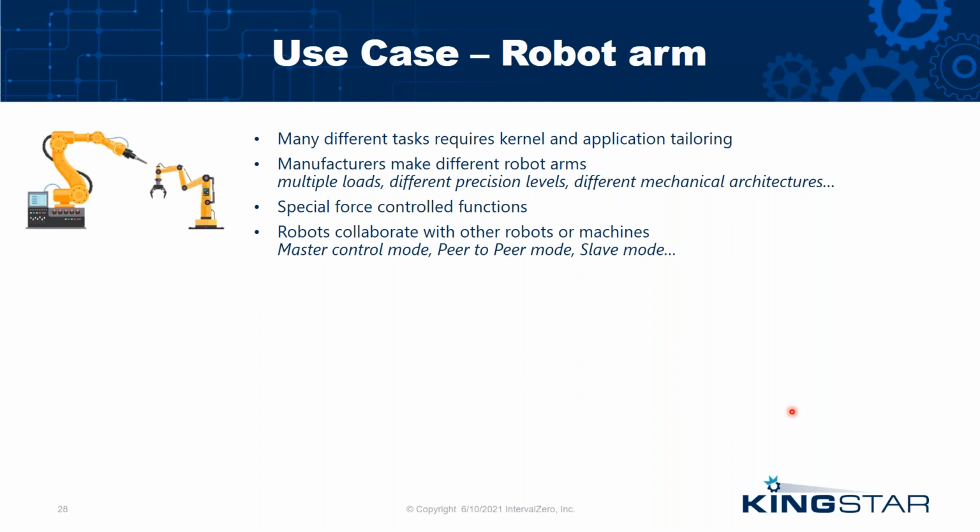And last thing, robots very, very rarely work alone. They will need to collaborate with other robots, with machines such as CNCs, or with production lines. Therefore, they will need to have some standard interaction methods with those other systems.